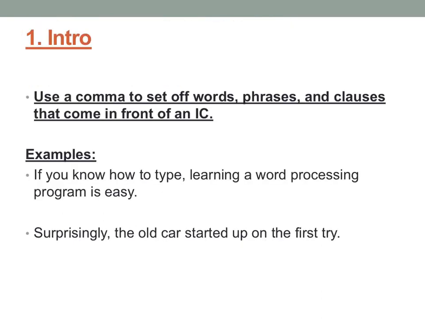Okay, so let's start with introductory phrases. An introductory phrase is used with a comma to set off words, phrases, and clauses that come in front of an IC. An IC, by the way, is a complete sentence. So, if you know how to type, learning a word processing program is easy. "If you know how to type" is the introductory phrase. Notice that it's in the beginning of the sentence. Notice that it's not a complete sentence. And you take a little gap when you read it, a little pause. So if you know how to type, learning a word processing program is easy.